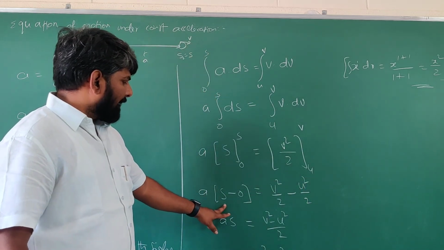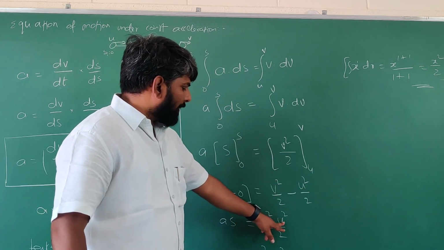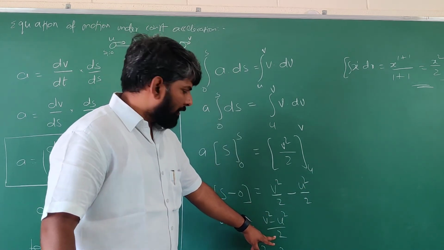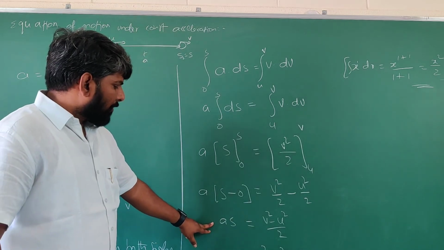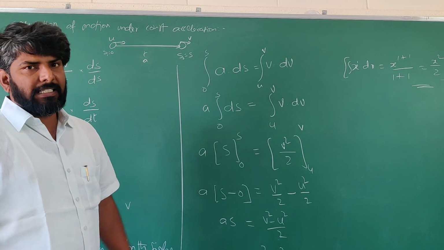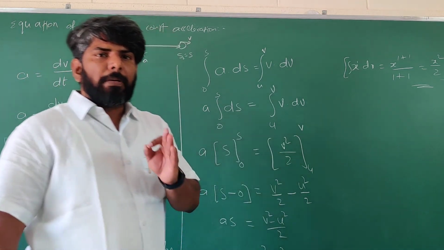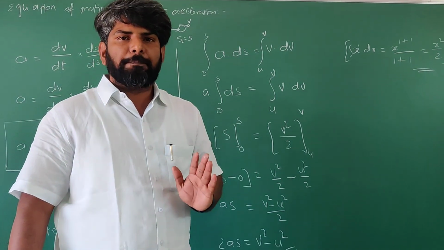So a into s is equal to v square by 2 minus u square by 2, which we can write as v square minus u square by 2. That's it. 2 comes this side. Then the equation becomes v square minus u square is equal to 2as. Got it, students? Very simple one. Don't get confused. Practice these three equations properly.